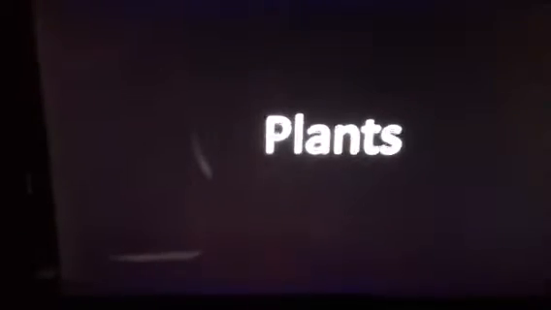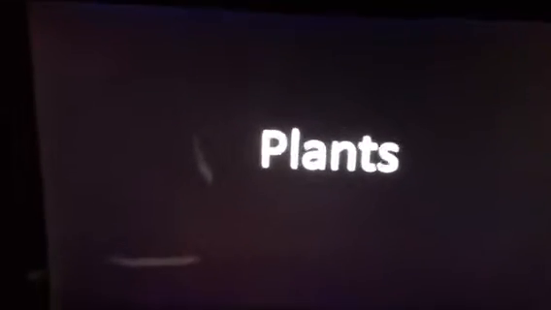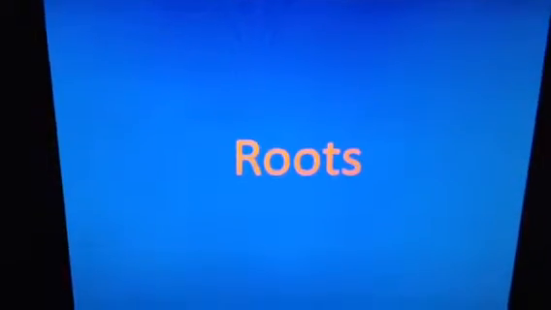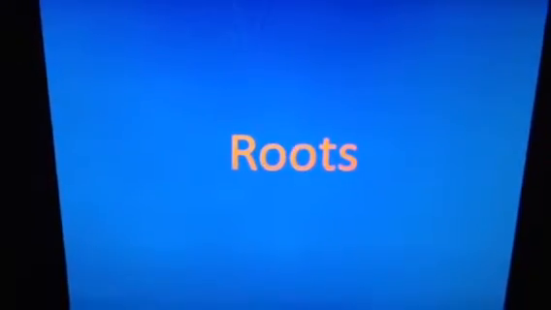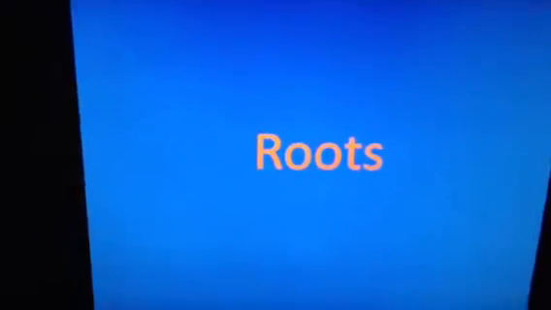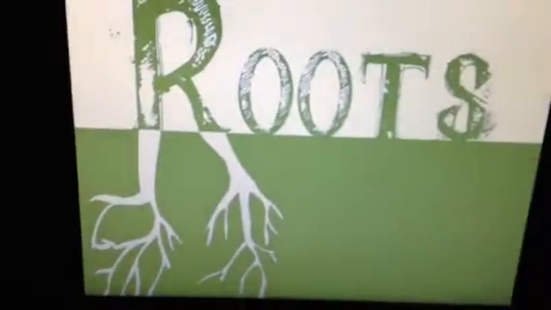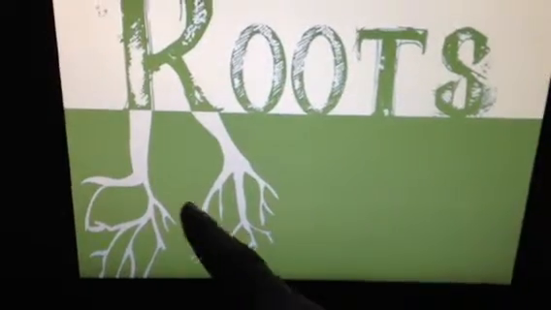Okay, well, I'm your instructor for right now, and I'm going to talk to you a little bit about plants. We're going to start off with roots. Roots are the main source of the absorption of nutrients, and they can do a lot of things. Roots. They look a lot like this.